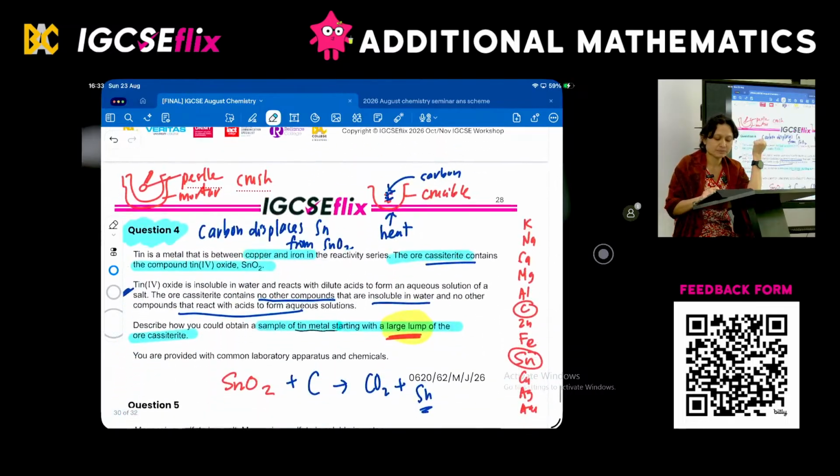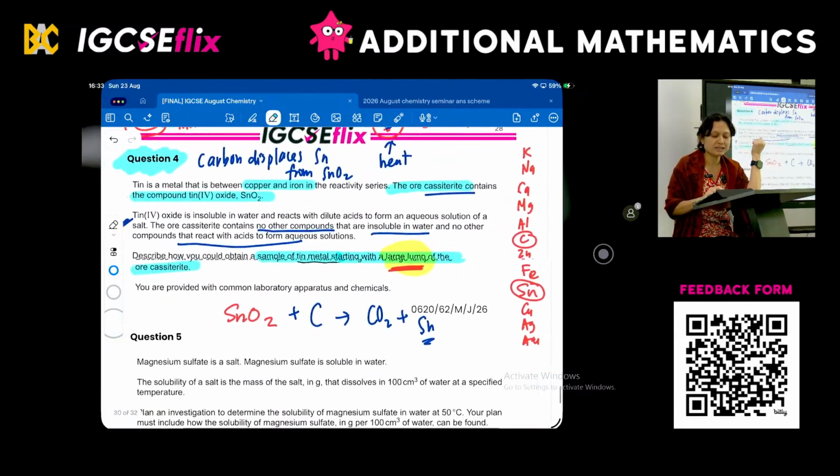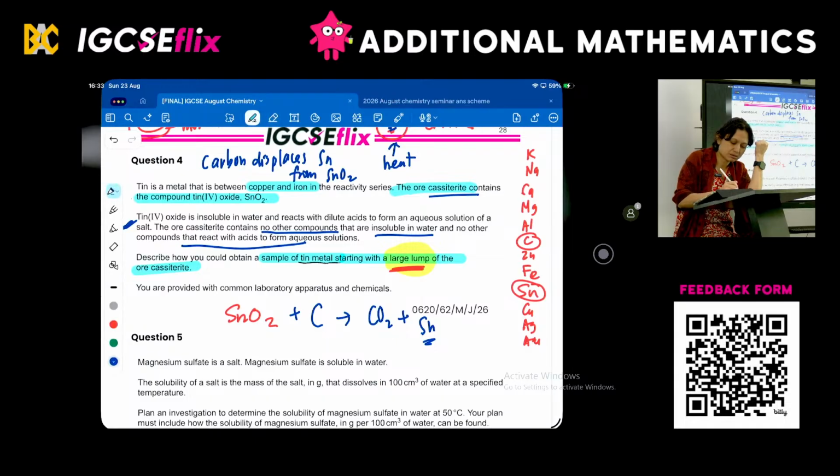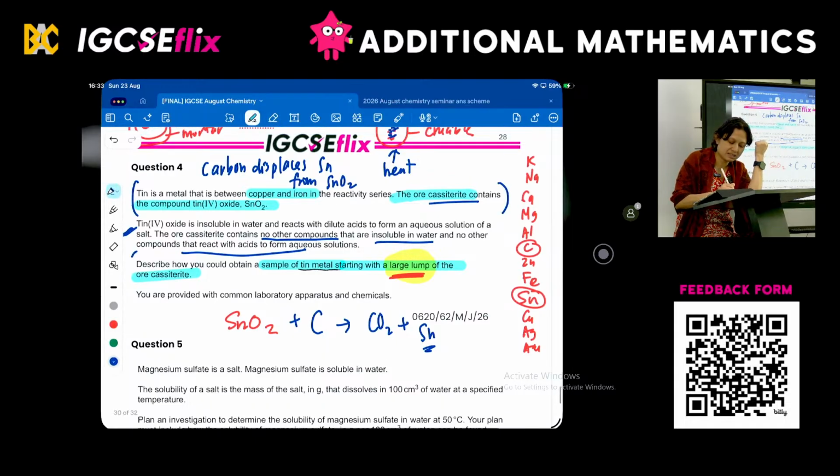Oh, you're confused because they write here, yeah, it's insoluble in water but reacts with acid to form an aqueous solution. There are no other. So actually, if you use this sentence and this sentence, you can answer the question already. You don't need the middle sentence. But they're just telling you in case you want to use acid. Get it? Can? Okay.